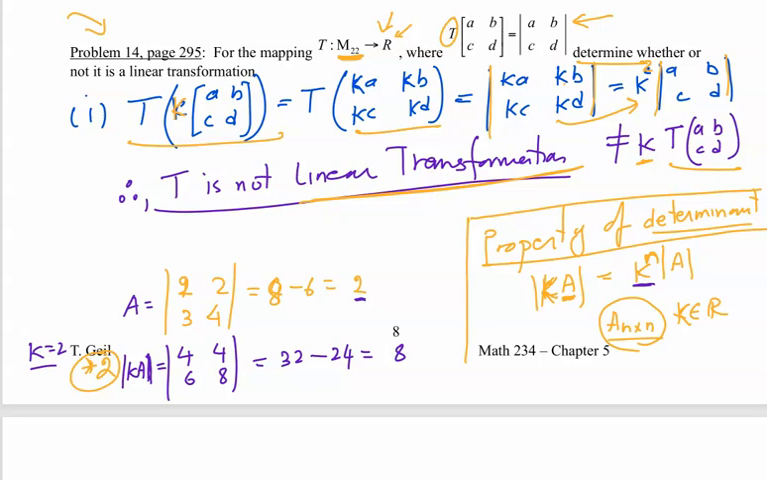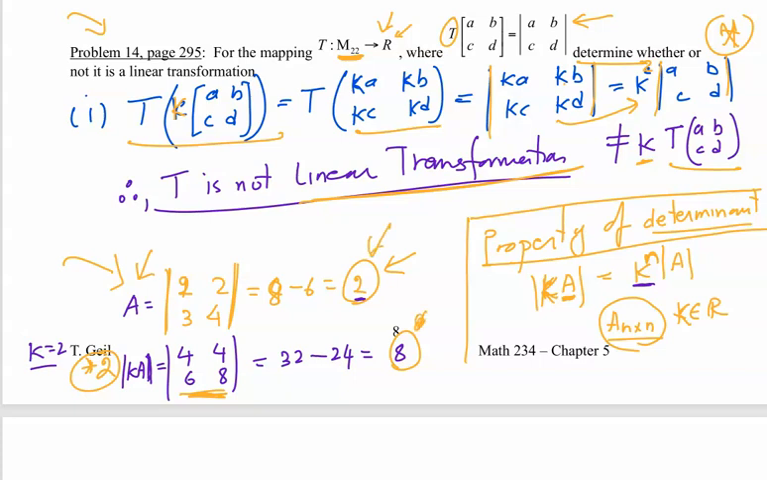Just to explain this, I'll give you one example. Let's say A is this matrix. The determinant is 2, you see that? Then if I multiply this matrix by 2, it becomes this, and the determinant of this one is 8. Look at that. This is not 2 times 2. You just multiplied A by 2, so 2 times 2 should be 4, not 8.